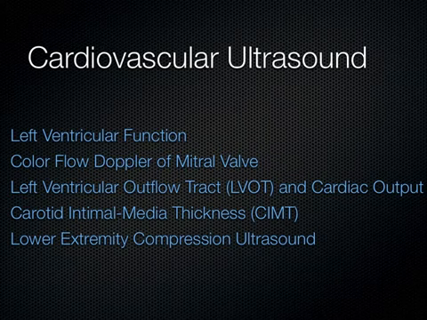We're going to talk about color flow Doppler across the mitral valve in both the parasternal long and an apical four-chamber. And we're going to learn how to measure the left ventricular outflow tract diameter, combine that value with the velocity time integral of flow across the aortic valve, and that will give us cardiac output. So we're going to talk about hemodynamics.